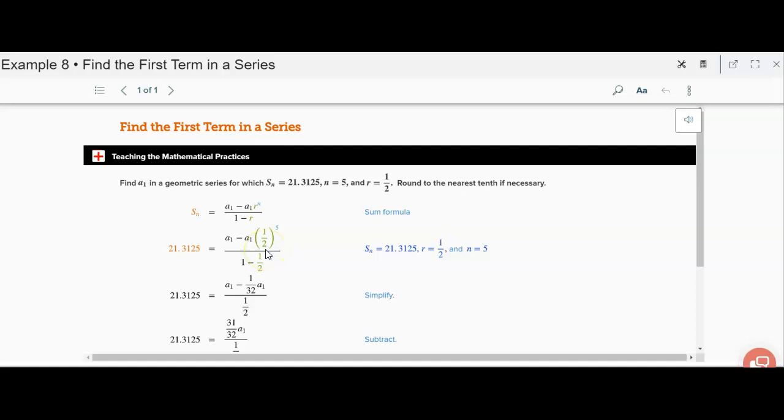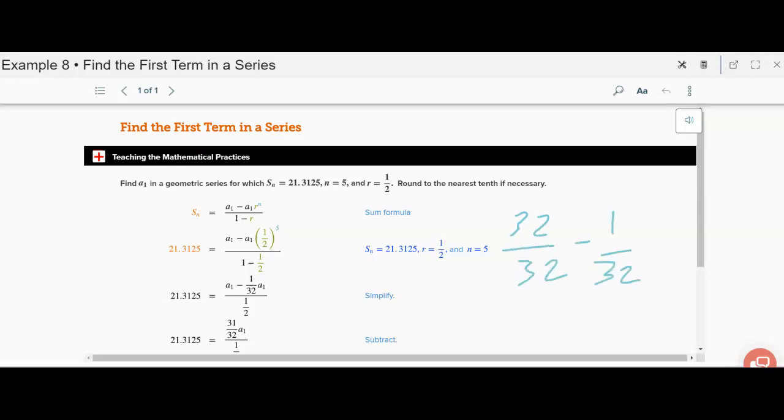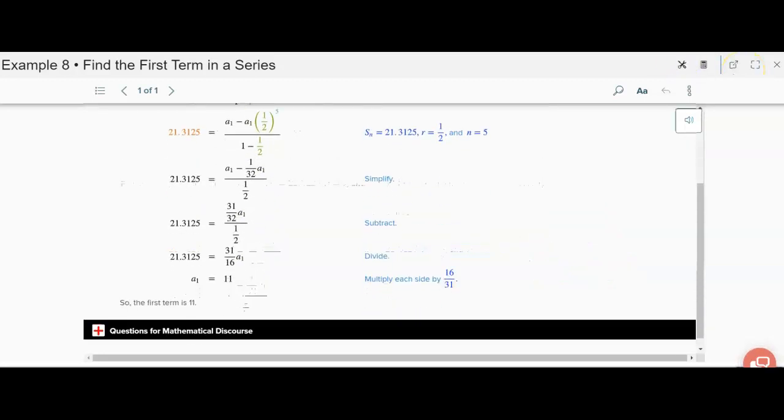1/2 to the 5th is 1 over 32, and then this is like 1 a sub 1 minus 1 over 32 a sub 1. So if you think about it, this would be 32 over 32 minus 1 over 32, because 1 is just 32 over 32, and that's where this 31 over 32 comes from, in case you're wondering. We're just combining these like terms to get 31 over 32.